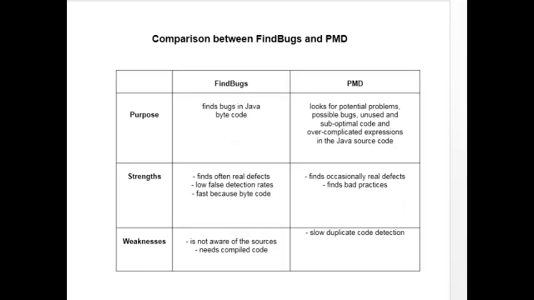This slide shows the comparison between the two tools and their strengths and weaknesses. Some of the strengths of FindBugs are that it has low false detection rates and is fast because it uses bytecode for analysis. PMD's strengths are that it finds bad practices and real defects. PMD's weaknesses are that it does slow duplicate code detection, while FindBugs' weaknesses are that it is not aware of the sources and needs compiled code.